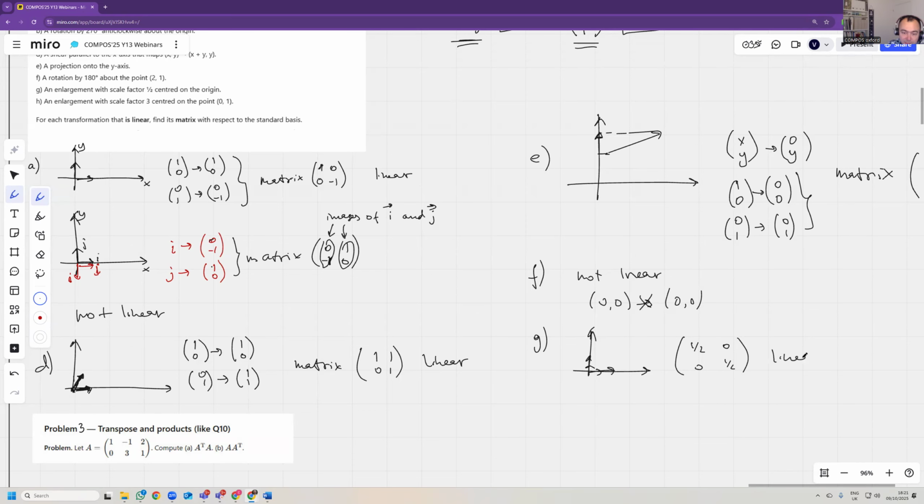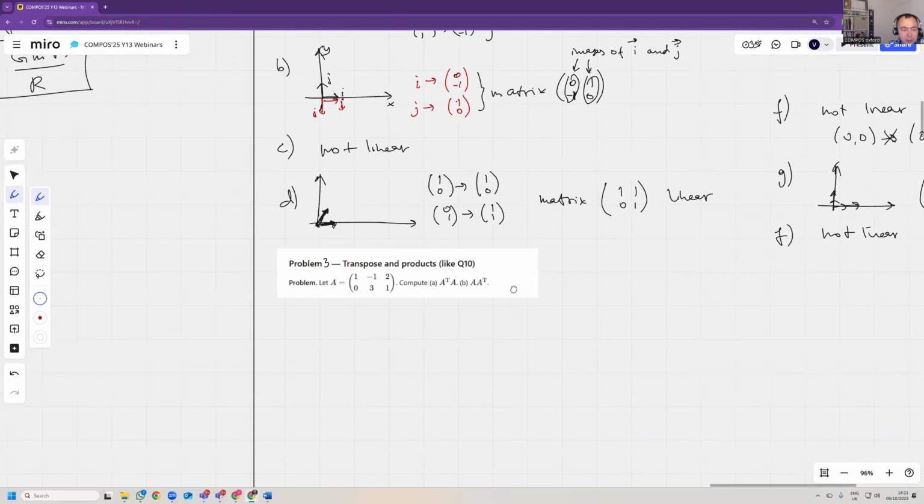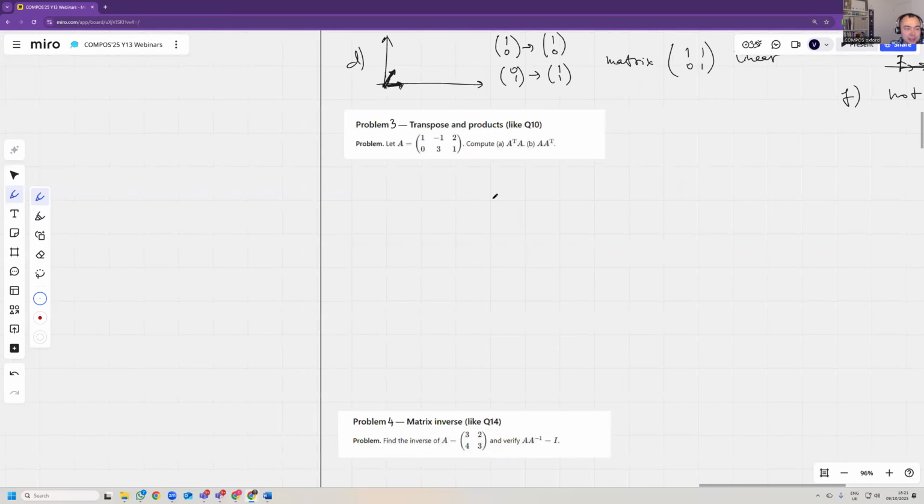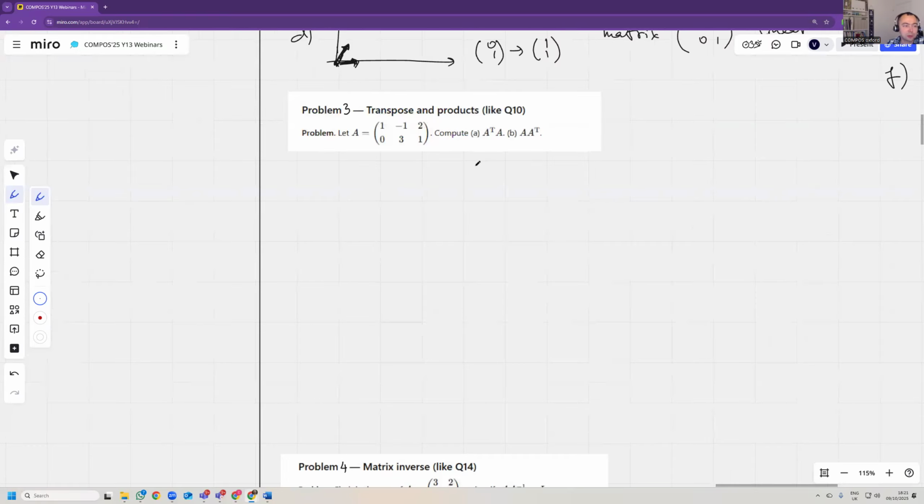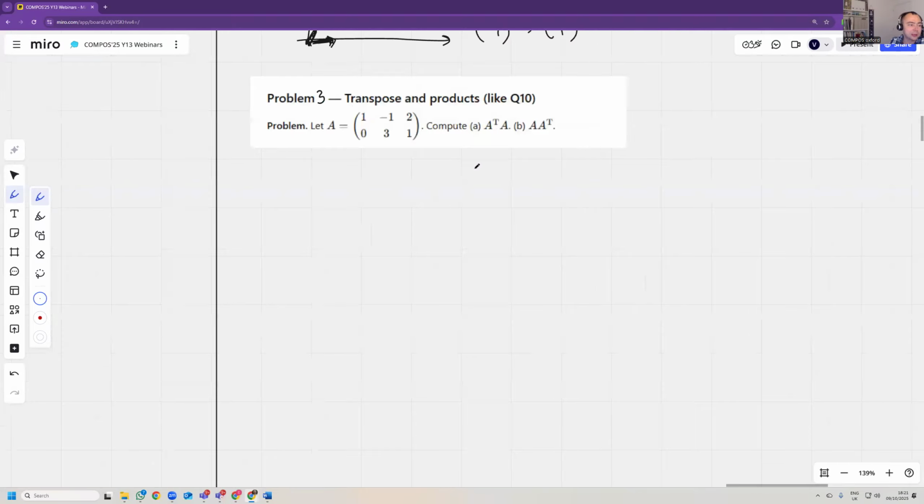So it is linear. And F, an enlargement scale factor 3 centered at the point (0, 1). So that's not linear because, well, you can imagine that (0, 0) does not turn into (0, 0) because the center of enlargement is at the point (1, 0). So I hope that makes sense. So this is just a practice question. So problem 3 is a practice on matrices.